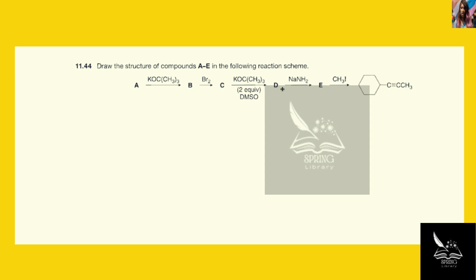Hello everyone, today we're doing chapter 11, problem 44, and this problem asks us to determine the structures A, B, C, D, and E in the following reaction scheme. We're given the reagents for every step, and we're given the final product. So in essence, this is a retrosynthesis problem. We need to start from the product and work our way backwards.